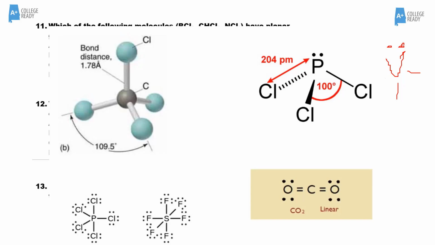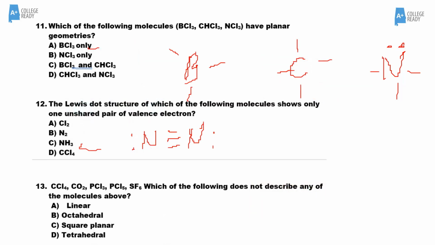PCl5 is going to be phosphorus in the center, surrounded by 5 different things, and that's going to be trigonal bipyramidal. So a pyramid on top and a pyramid on the bottom. And SF6 is going to be octahedral. So you basically have to assign a shape for each one, go through, and then try to figure out what's going on. And the only one we don't see all over the place is this idea of square planar.